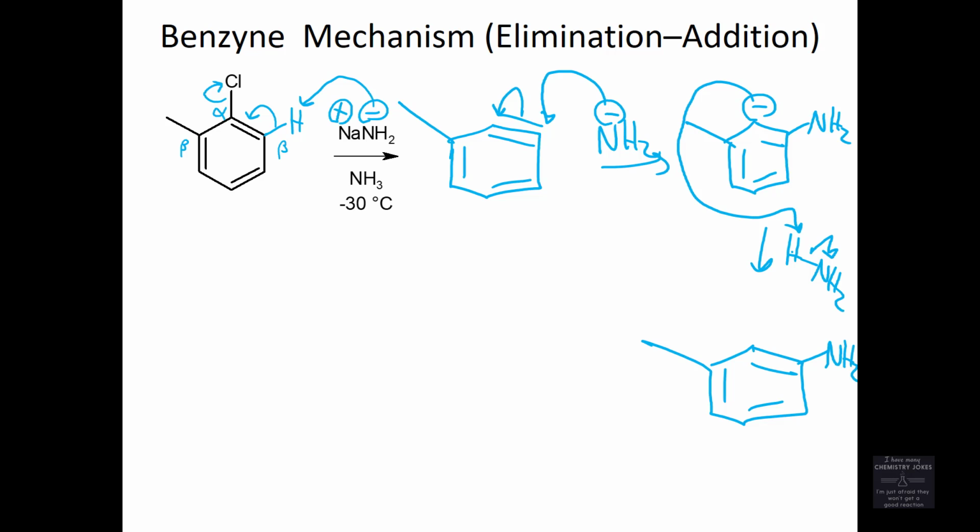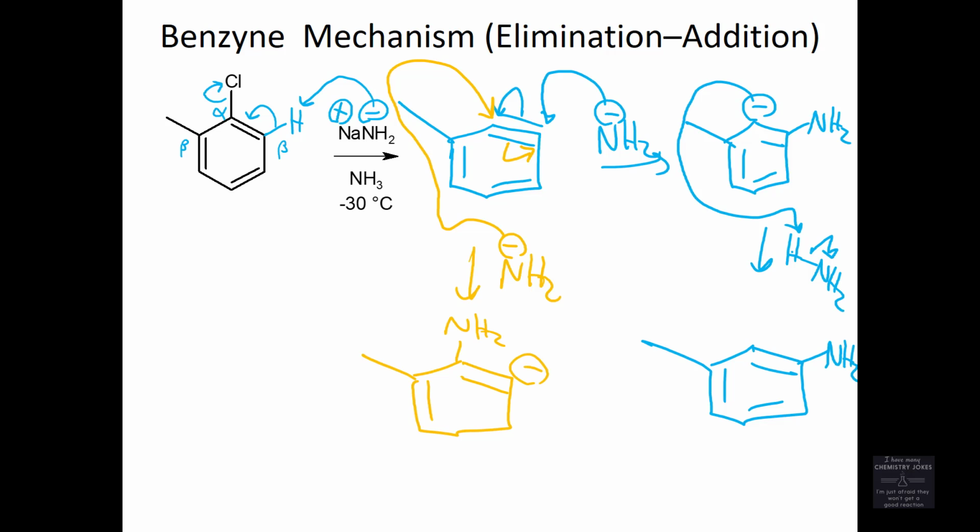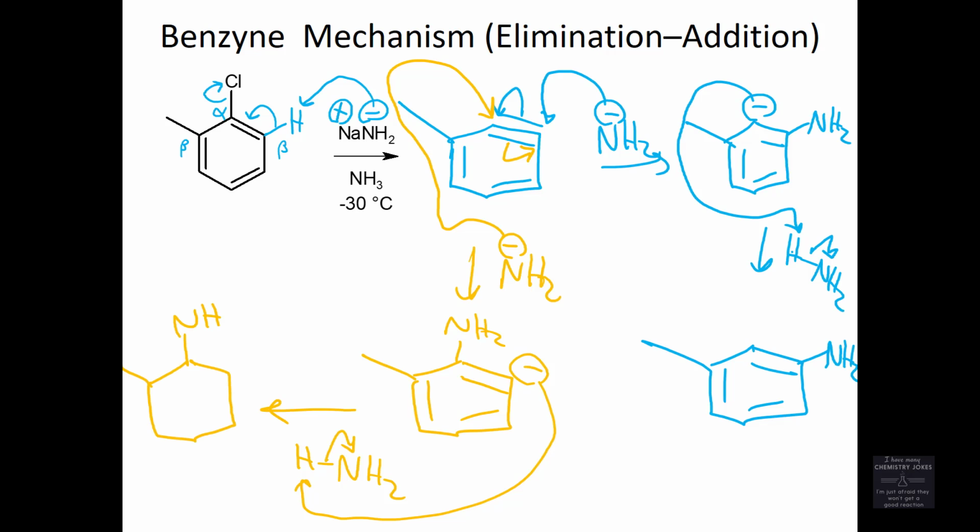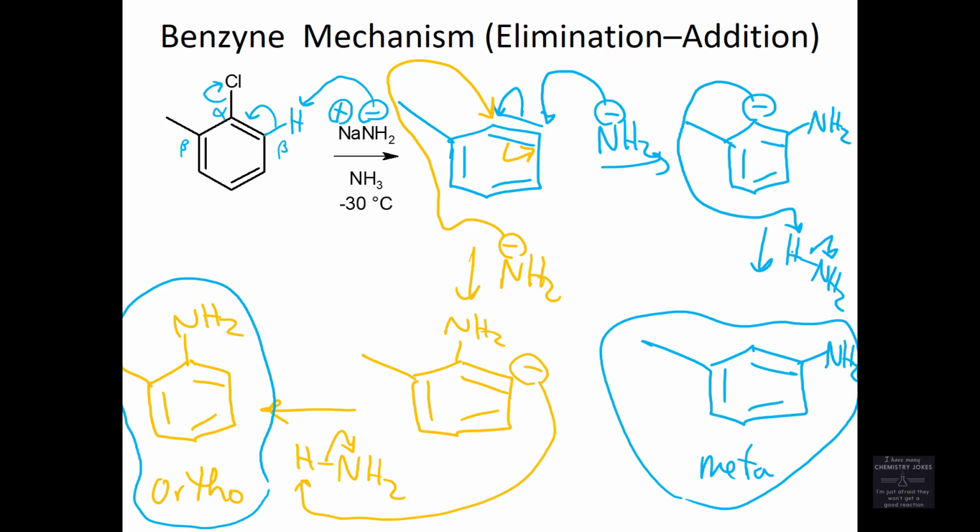But we also could have had our NH2- attack this carbon, leading to this intermediate, and after protonation with the solvent, this product. This is interesting. We made a mixture of ortho substituted stuff and meta substituted stuff. In electrophilic aromatic substitution, you don't ever get an ortho and meta mixture like this. You're only going to get an ortho-meta mixture if you went through a benzyne intermediate. Weird.